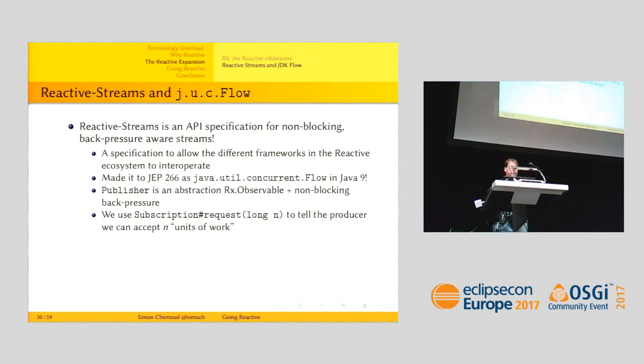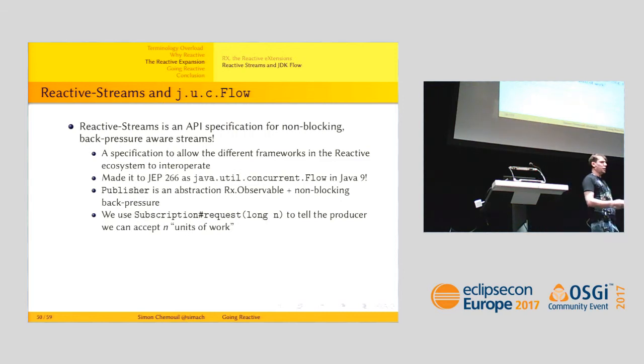The publisher in reactive streams is the interface that is like the observable in Rx. It's a very simple interface, but it gives just as little as it can to give you non-blocking back pressure. And if you want more, you need to use another framework on top of that. And the way it manages back pressure is to signal explicitly, as a consumer, how many elements, how many units of work you are ready to accept. And it's up to you to define what a unit of work is.